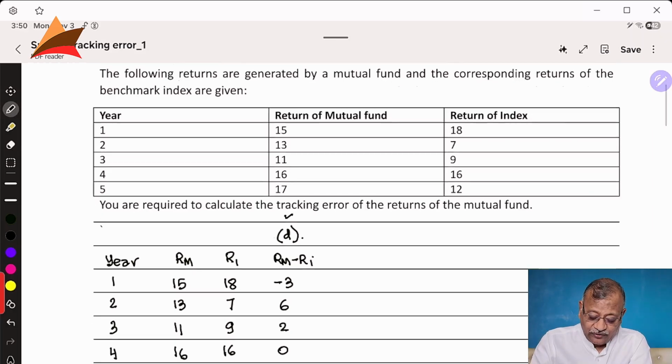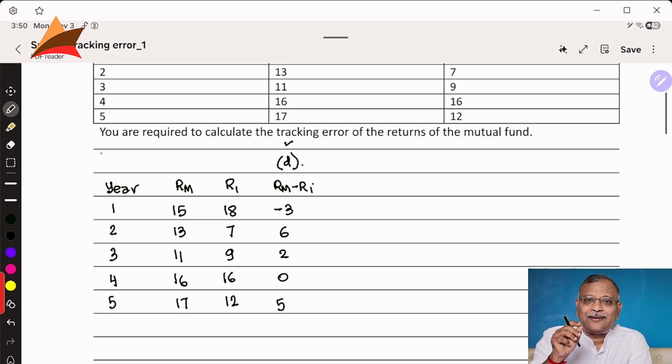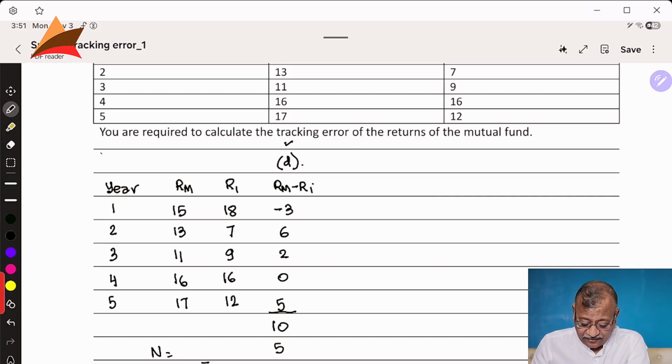So for that, we need to first find D bar. So we take the total, that is 6 minus 3 is 3, 3 plus 2, 5, 5 plus 5, 10. And the number of observations is 5. So the average difference, or what we call D bar, is 10 divided by 5. That is 2. Now to find the standard deviation, we need to do D minus D bar, and then D minus D bar the whole square.